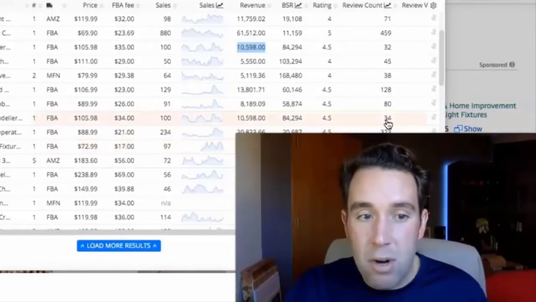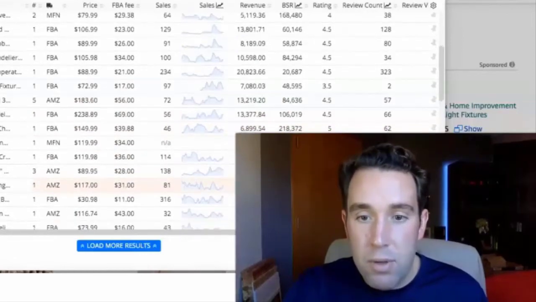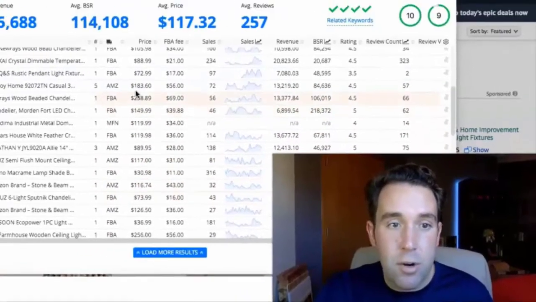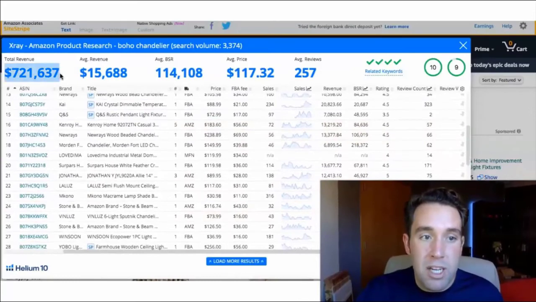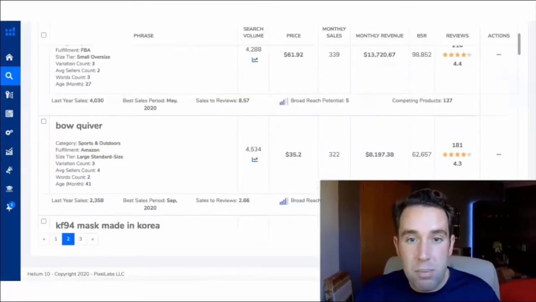It continues to get better even way down here on page two. The revenue stays strong, which is a good indicator. Total revenue for the niche is over $250,000, and that's what I like to see. And the search volume is over 3,000 for this keyword. So this is an amazing product research method.